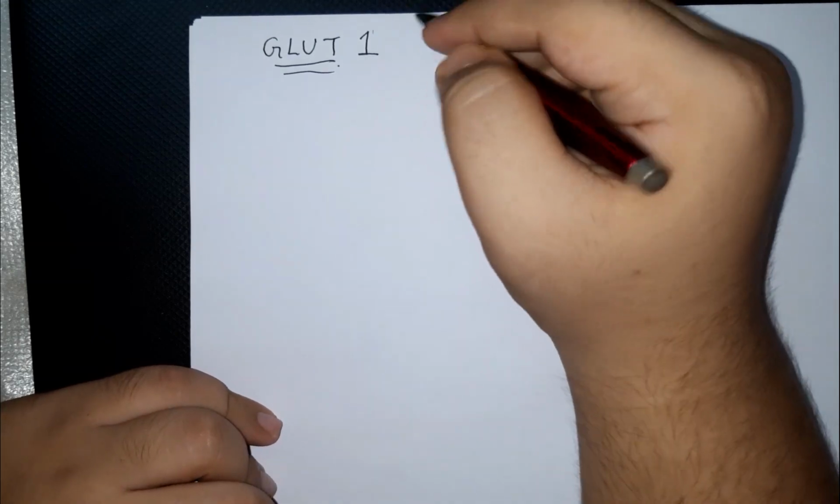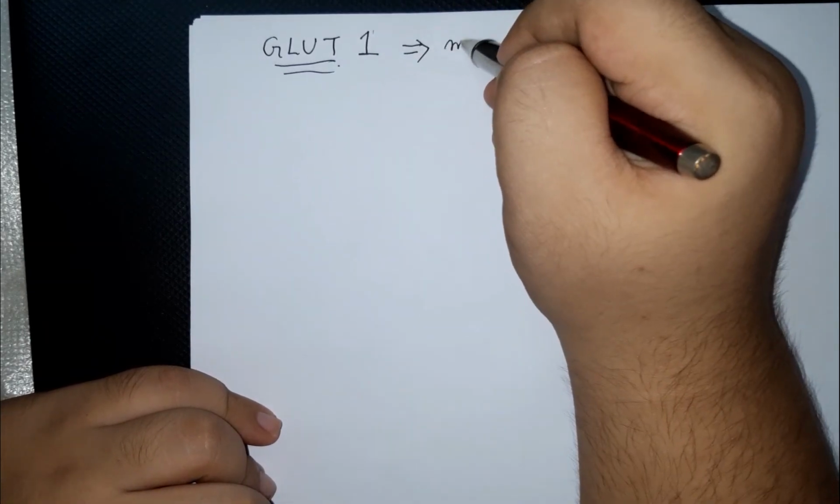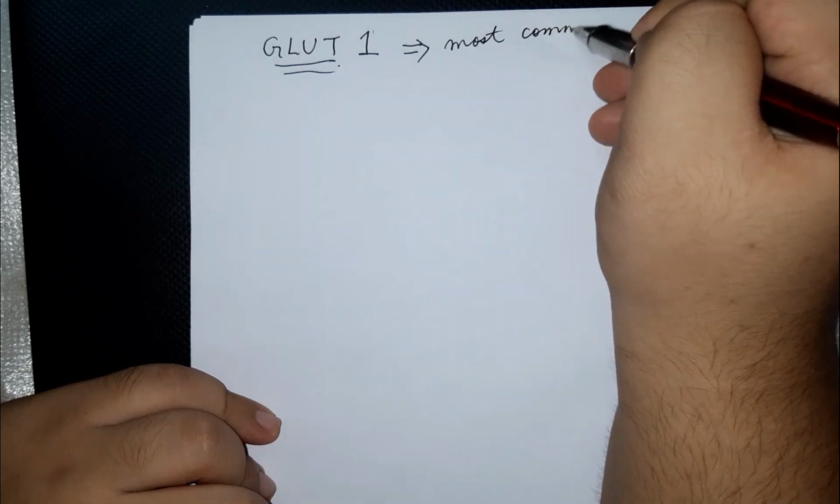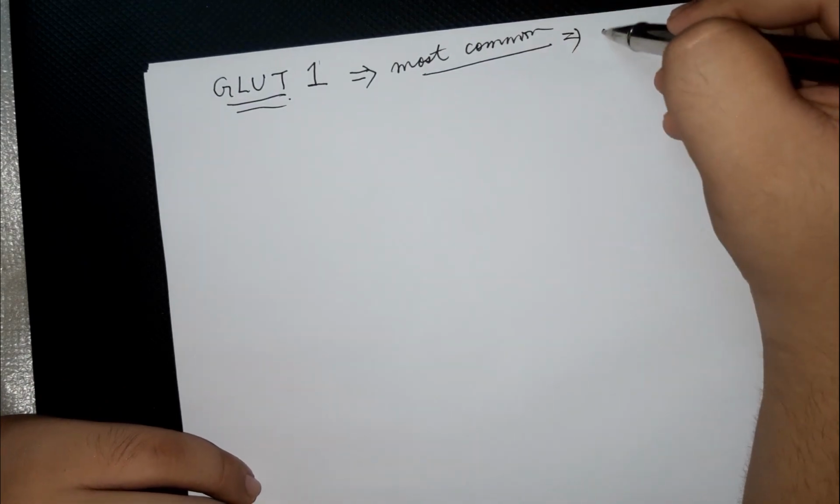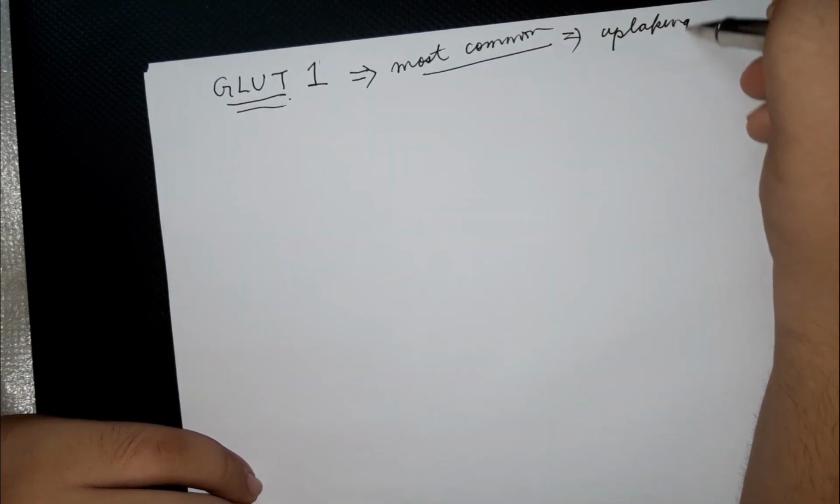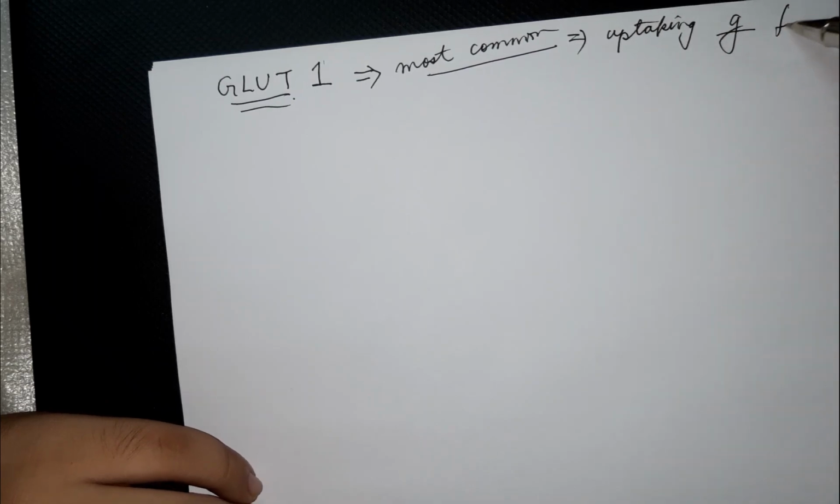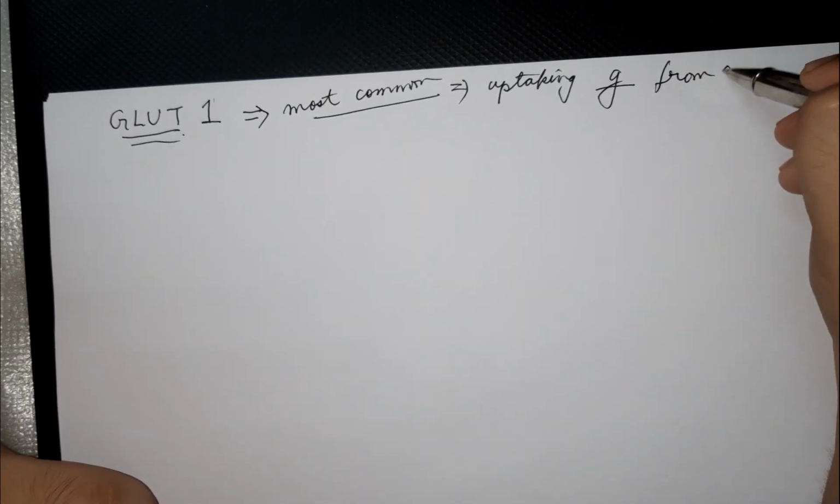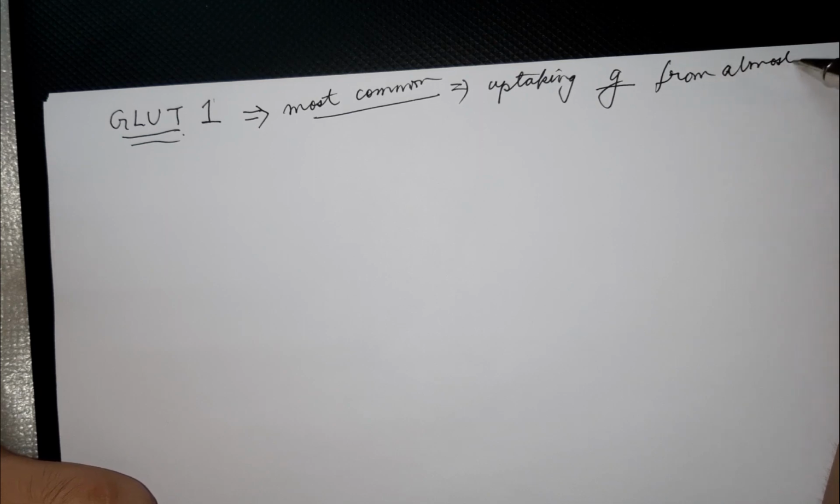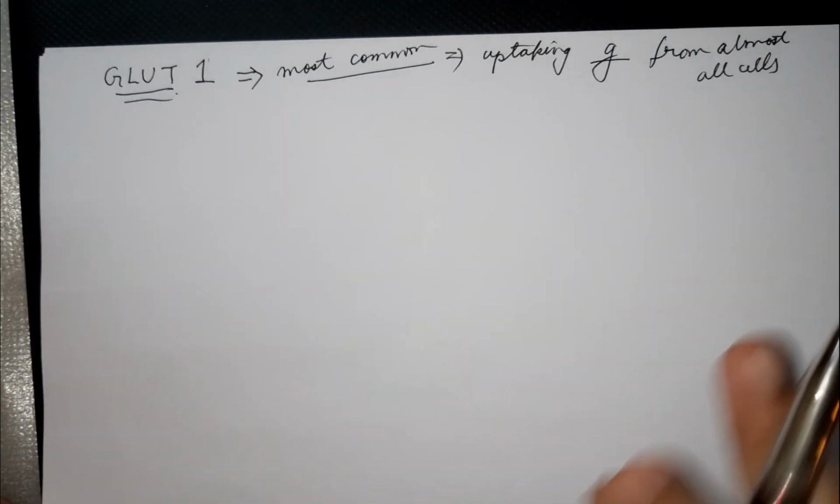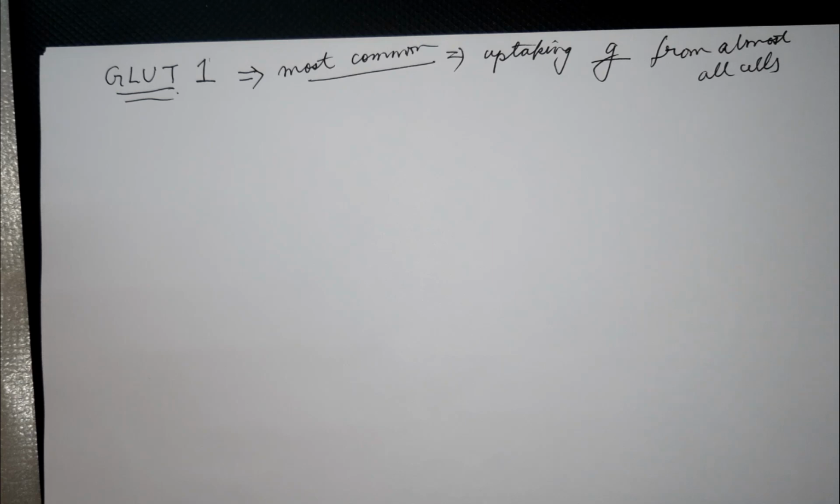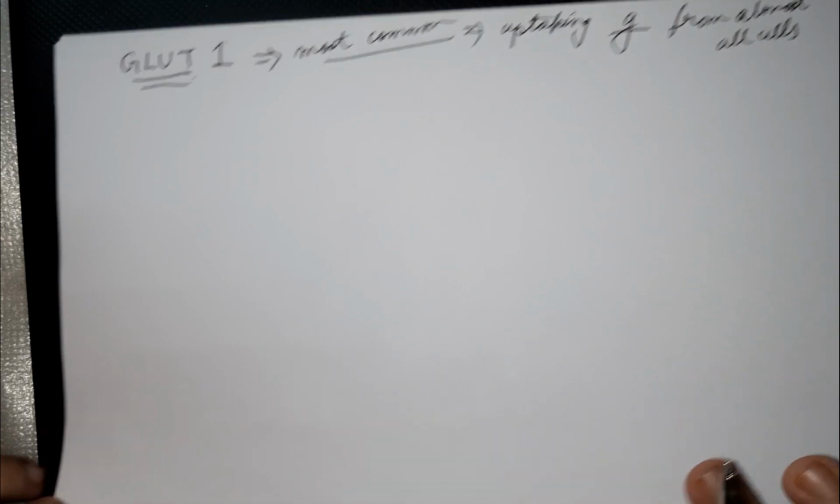GLUT1 is the most common glucose transporter, and it actually uptakes glucose from almost all cells. So for most cells, GLUT1 is the transporter protein present which will help in glucose absorption. GLUT2, on the other hand, is a bit special.